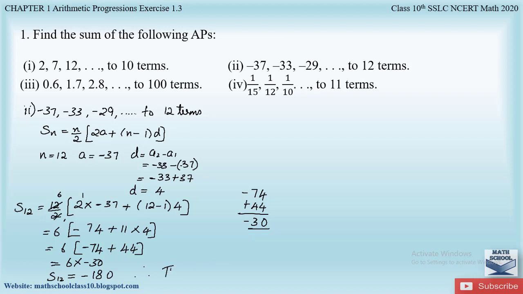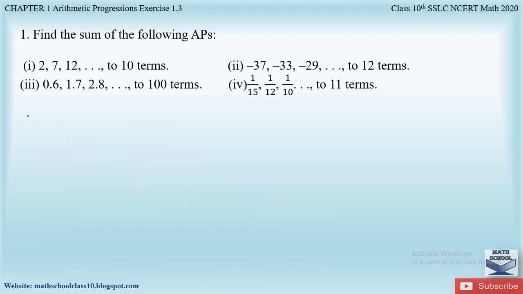Therefore the sum of the 12 terms, S12, is equal to minus 180. So this is how we solve this problem. Now coming to the third part of the question, that is 0.6, 1.7, 2.8 and so on. We have to find out the sum of 100 terms.